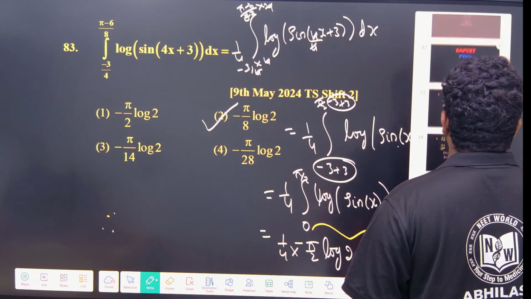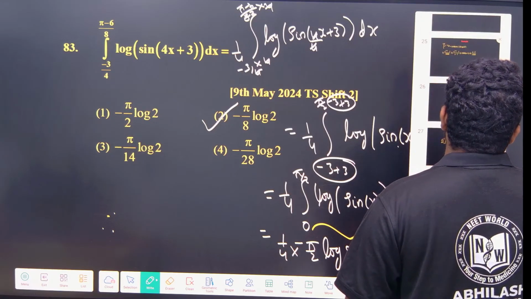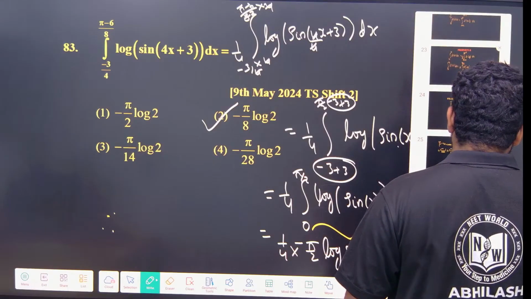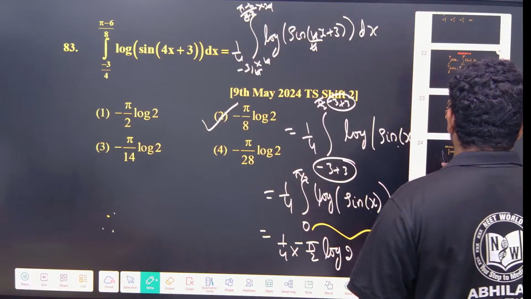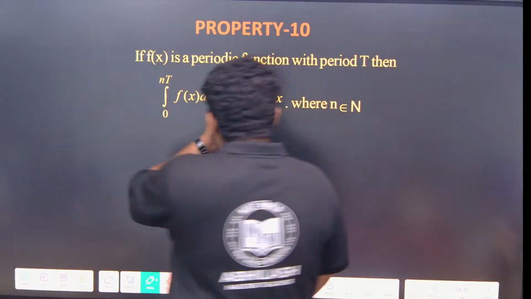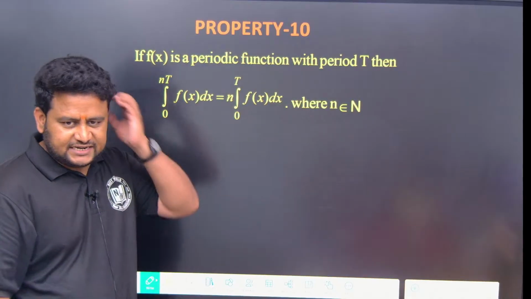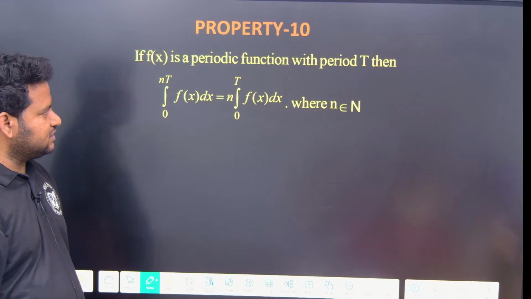Okay, let us go to the concept now. Property number 10. Properties 8 and 9 are done. Property number 10 says, if f of x is a periodic function with period T.